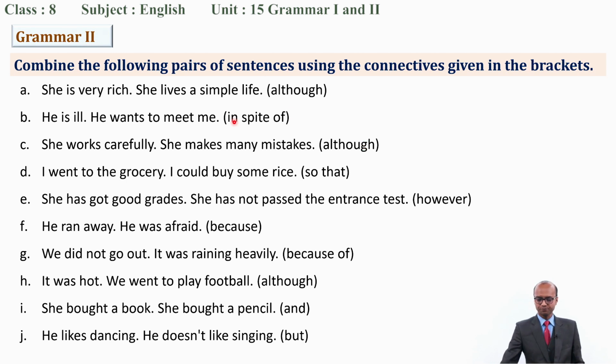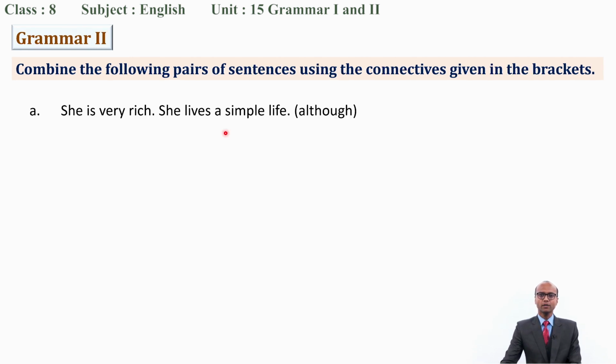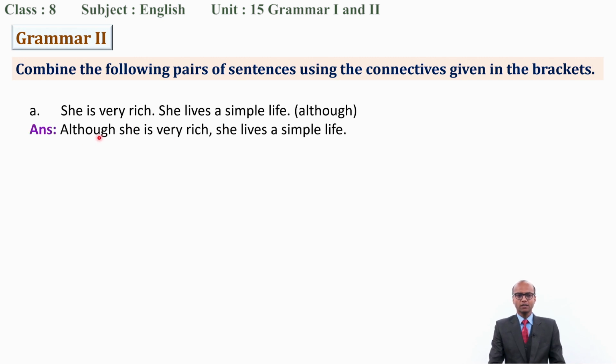For example, let's look at activity A. She is very rich. She lives a simple life. You have to connect them by using although. Although she is very rich, she lives a simple life. So the full stop has been omitted, a comma is there, the capital S has been changed to small case, and although is there as the connective. Let's look at B.